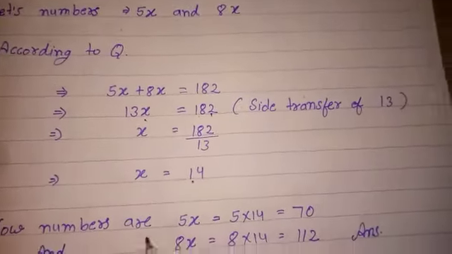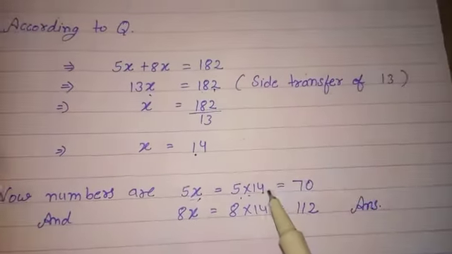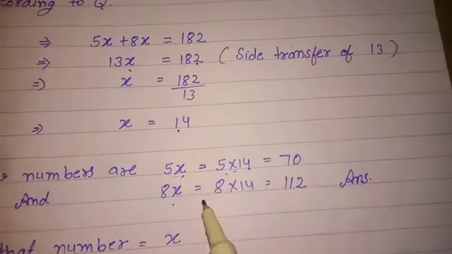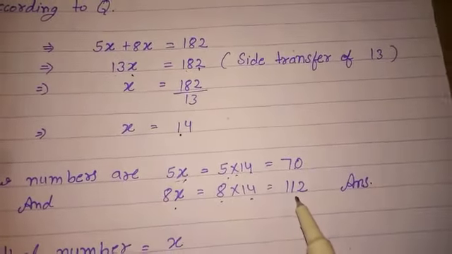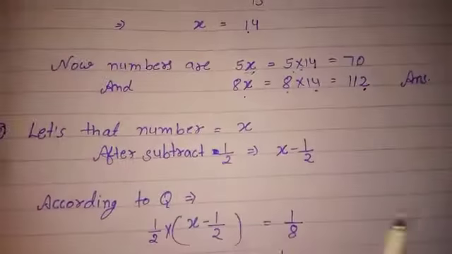Now our numbers are: the first number was 5x, so 5 multiplied by 14 is equal to 70, and the second number is 8x, so 8 multiplied by 14 is equal to 112. This is our answer.